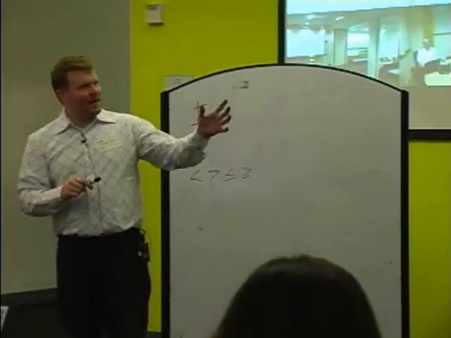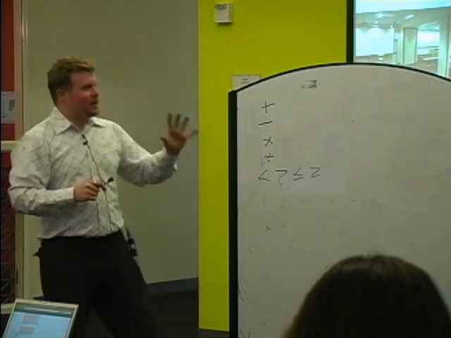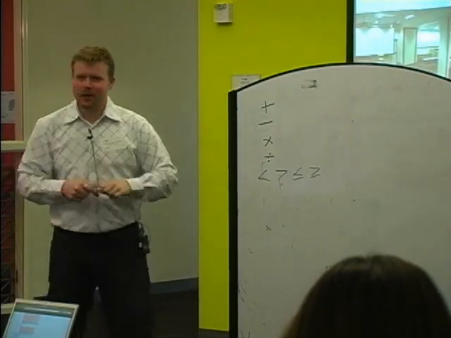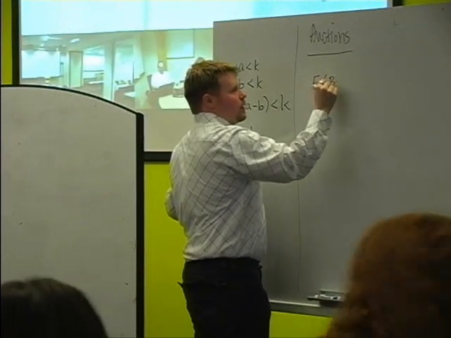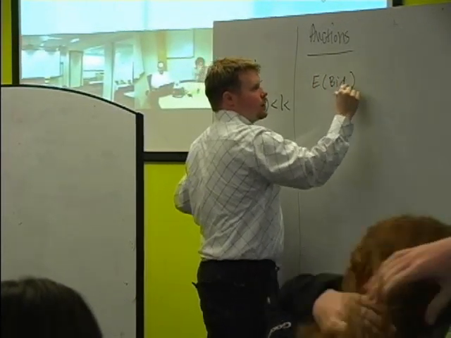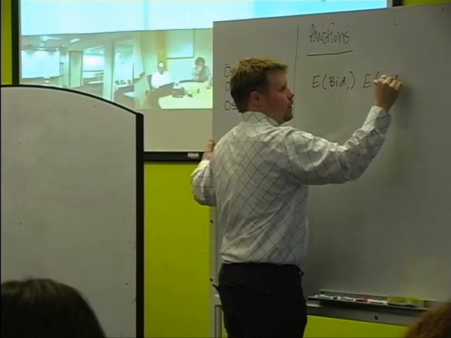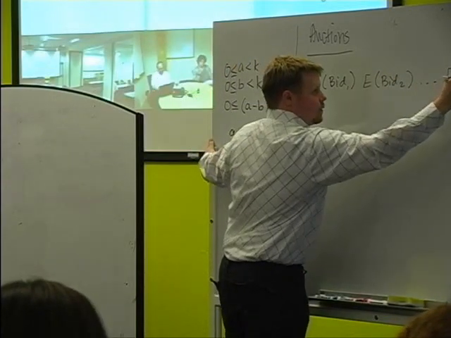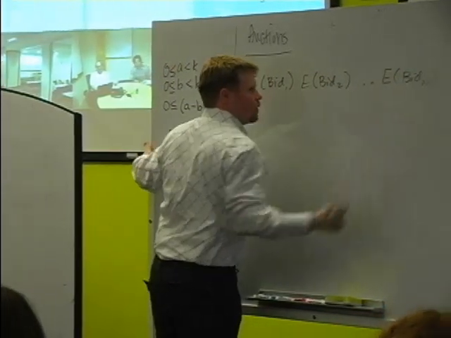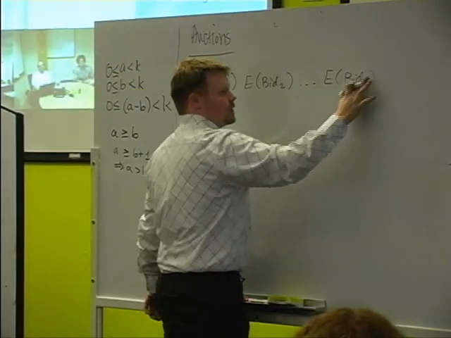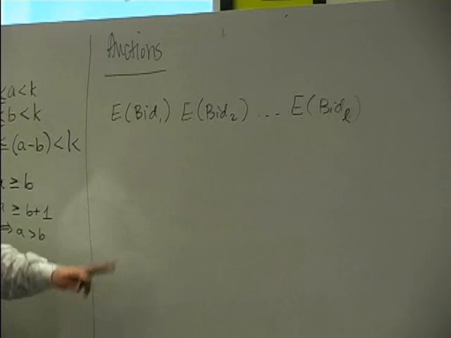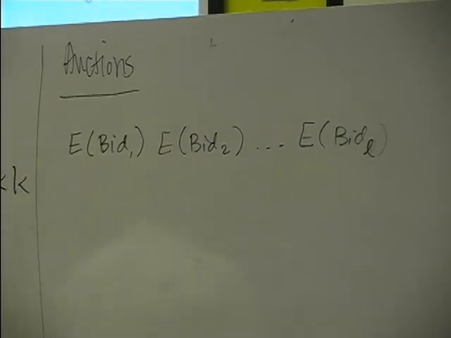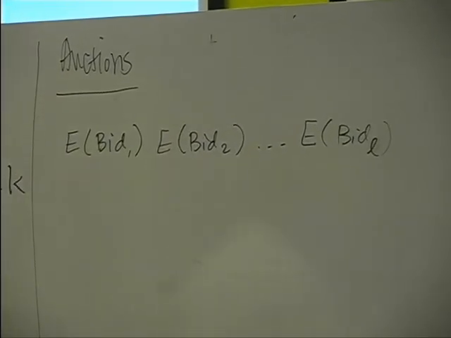In an auction, how could I use this stuff? Well, I could use this because now I can encrypt all my bids up to, well, I'm already using N, so let's call it L. How do I prove to you who won the auction, given the encrypted bids?